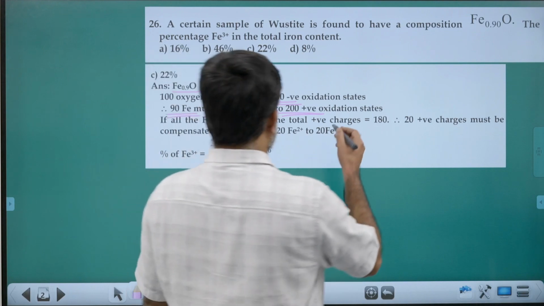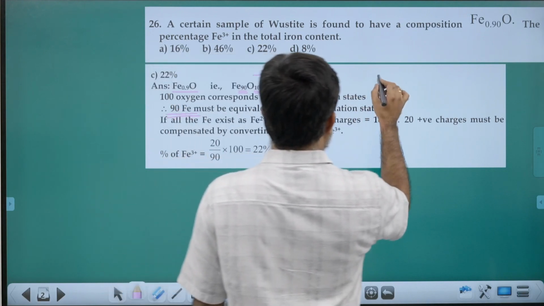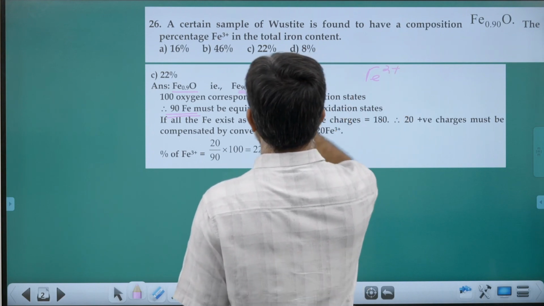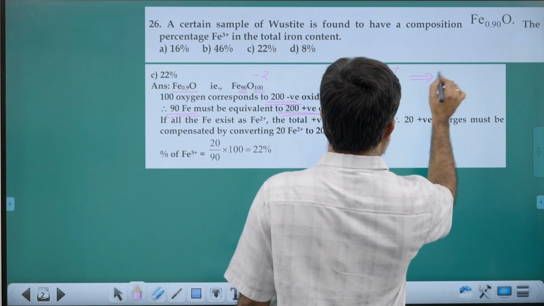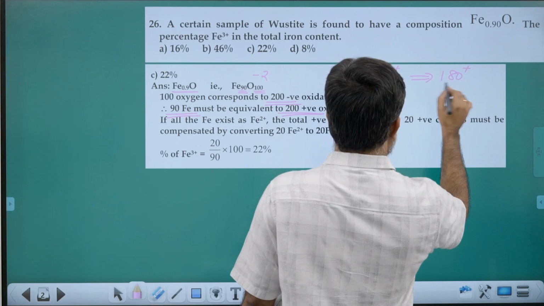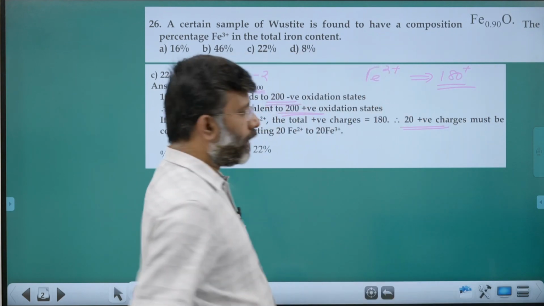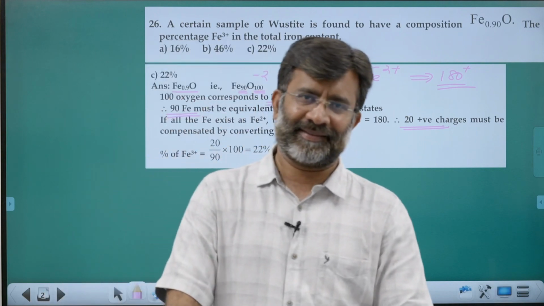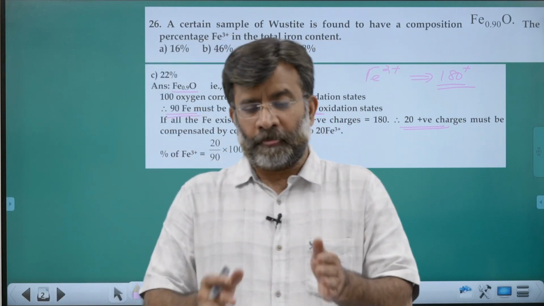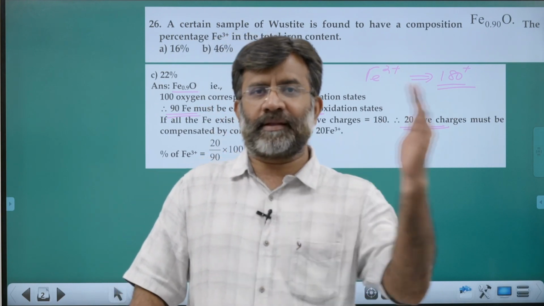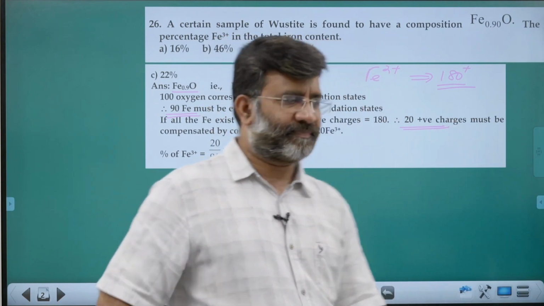Suppose iron is plus 2. Plus 2 into 90, you get only 180 positive charge. That means there is a deficiency of 20 positive charge. Okay, so 20 Fe2+ must be converted to Fe3+.